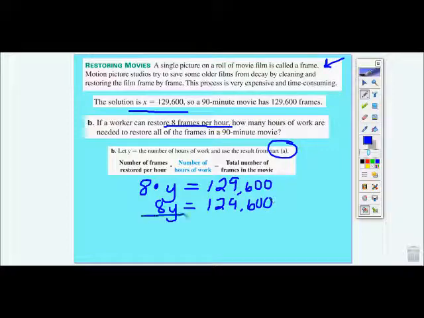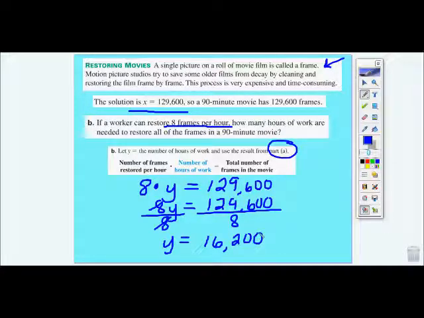So I don't want to know how many 8Ys there are, I only want to know 1Y. So I want to isolate my variable, which is going to be Y. And then 129,600 divided by 8 is going to turn out to be 16,200. So 16,200 hours of work are needed for this project. Now you know why it takes so long to get a movie done.